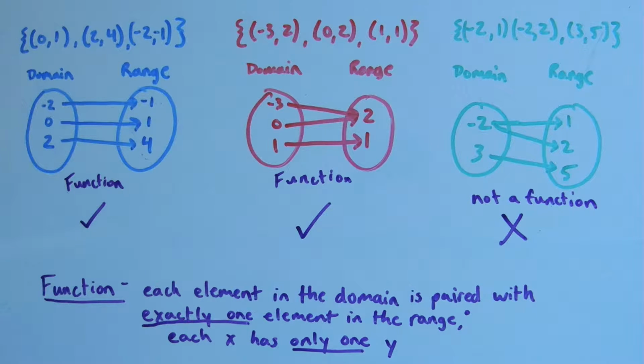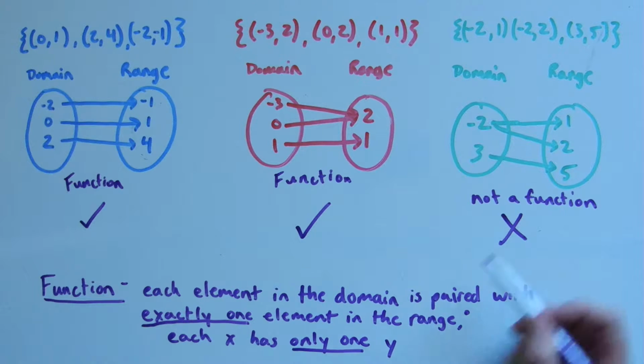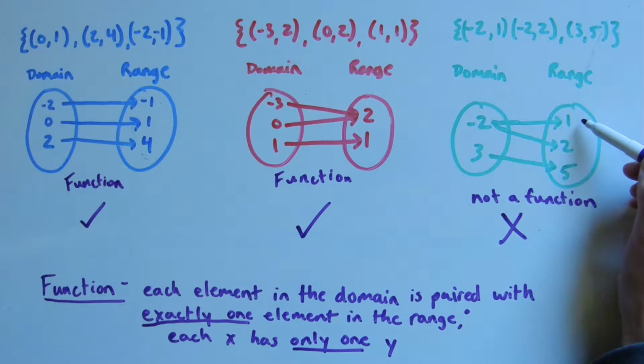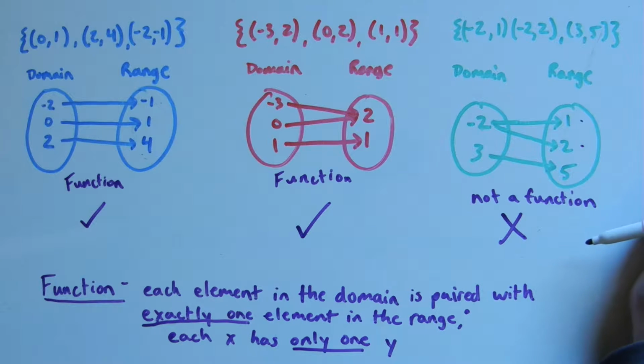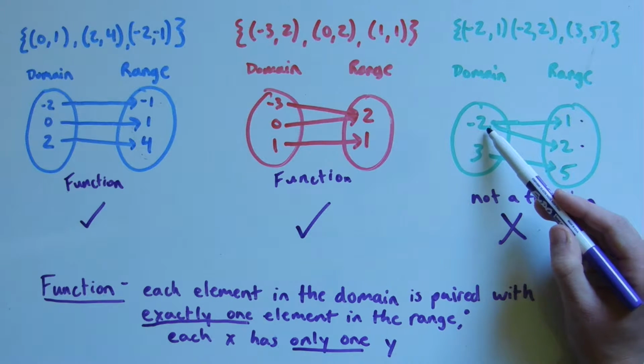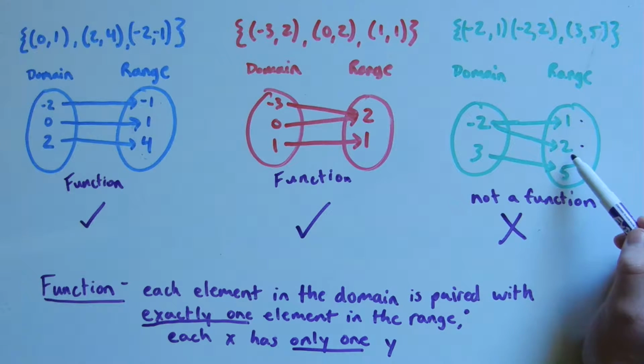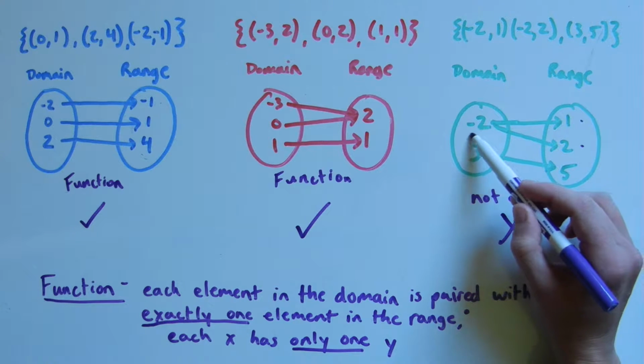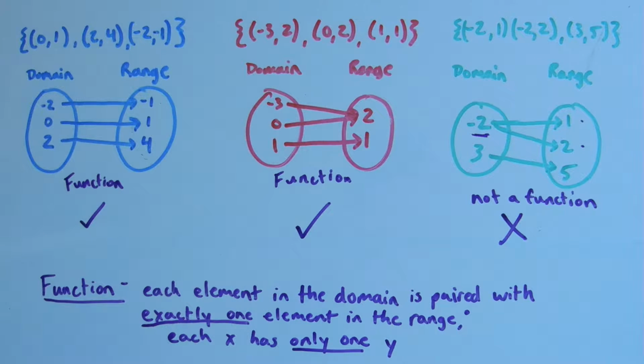But why is that? Remember, each x has only one y. And here we have the value of -2 in the domain paired with two separate y's. Therefore, it's not a function. This value -2 was paired with the 1, and it was paired with the 2. There's two lines coming out of this value in the domain. Therefore, it's not a function. Leaving these examples up, I'm going to give you a definition of a special function.